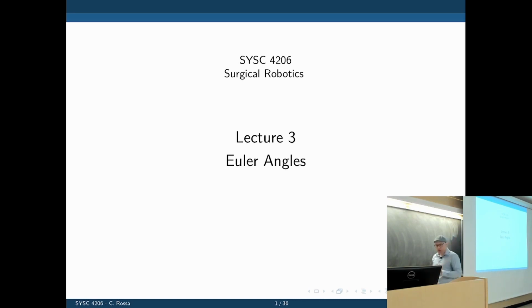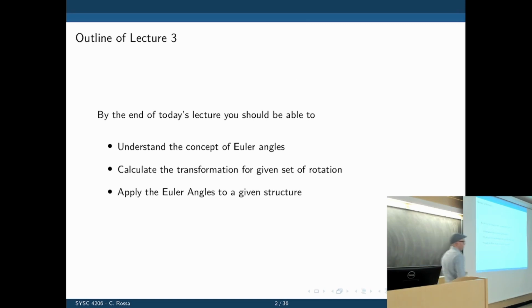So Euler angles, again, are another way to describe the orientation of a frame with respect to another. The objective of today's lecture is to understand the concept of Euler angles, calculate the transformations, the rotation matrices using Euler angles instead of using the composition, the projection of vectors that we used in the last lecture, and then apply the Euler angles to a given problem.